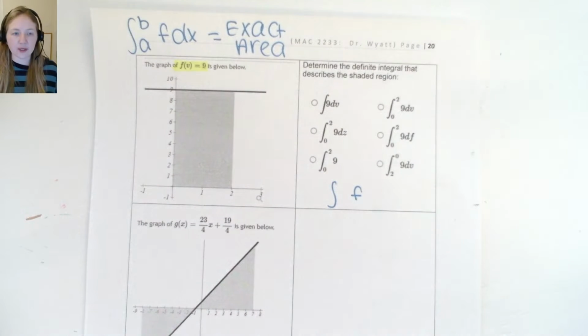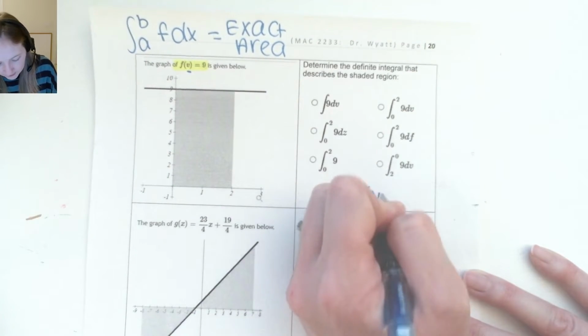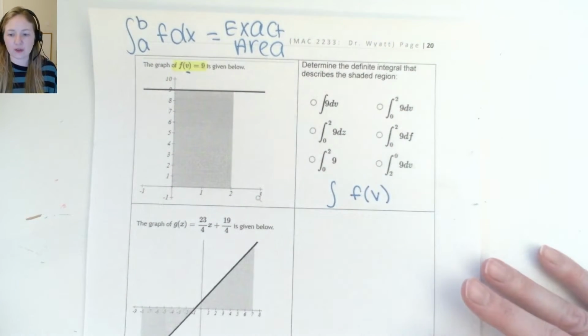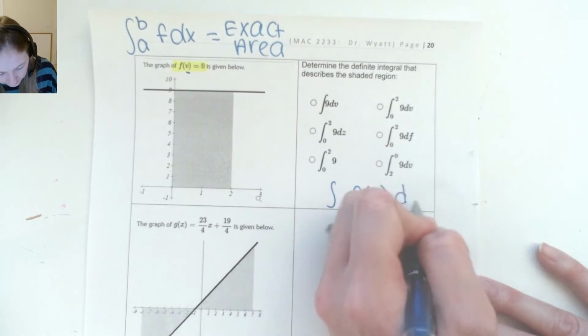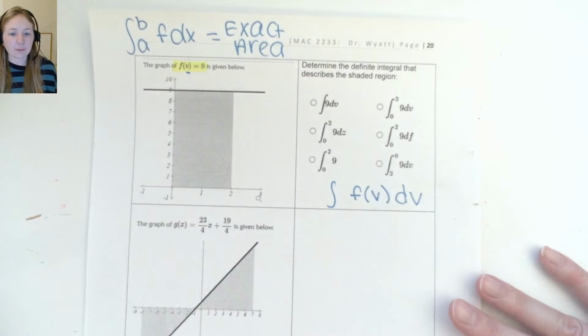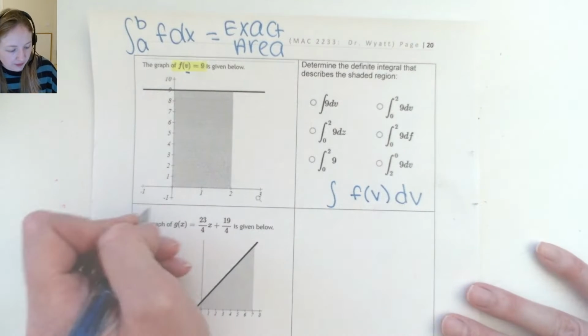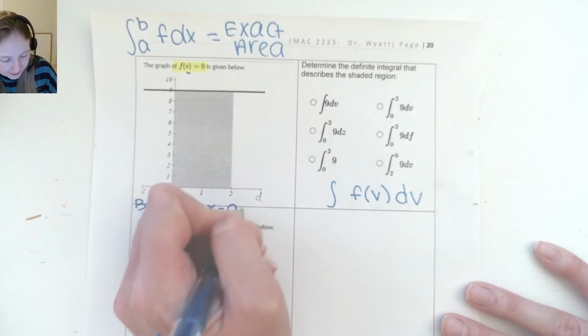inside of the integrand. Now, keep in mind that we need to be careful with the variable. The variable here is v, so we write v as the variable of integration. So we'll take this f of v, and then because the variable is v, we're going to use dv. Now, the bounds are going to come from the x-axis. So again, the bounds will always be on the x-axis.